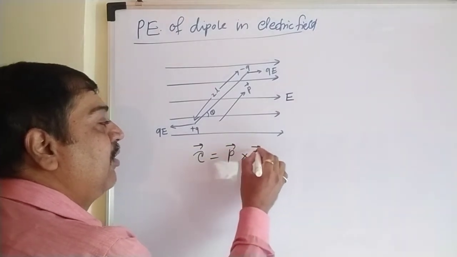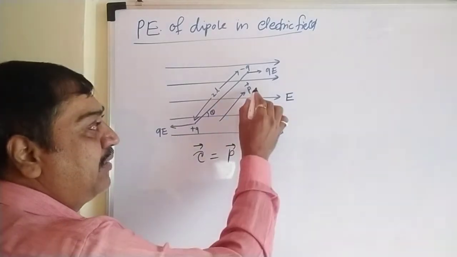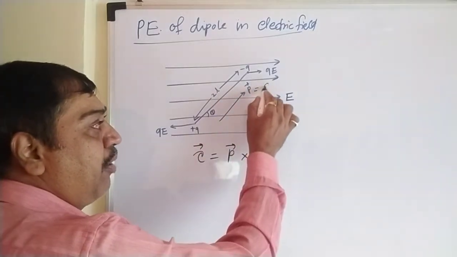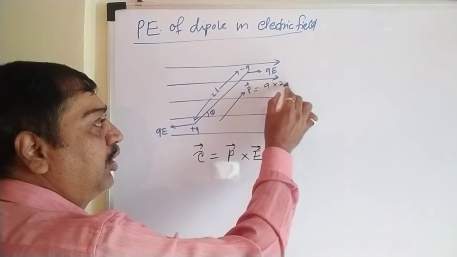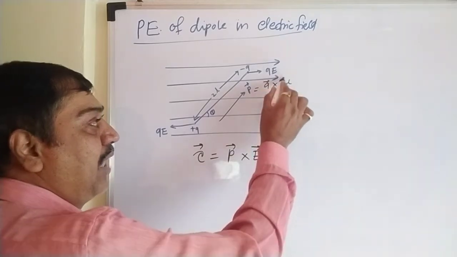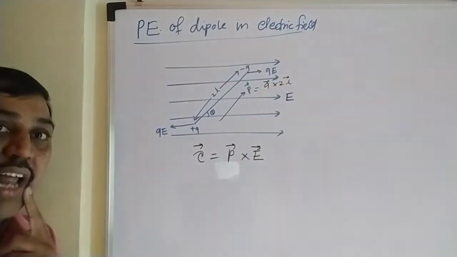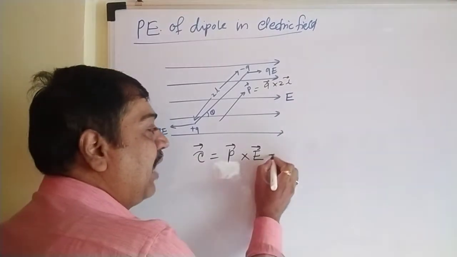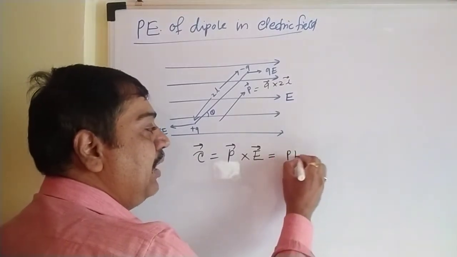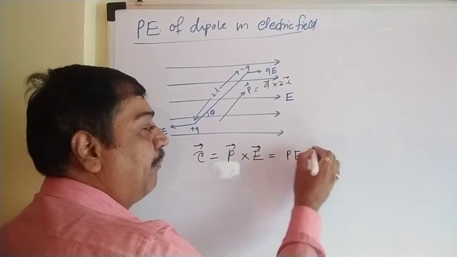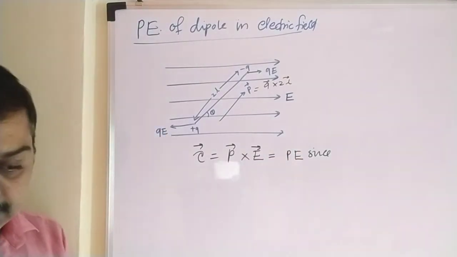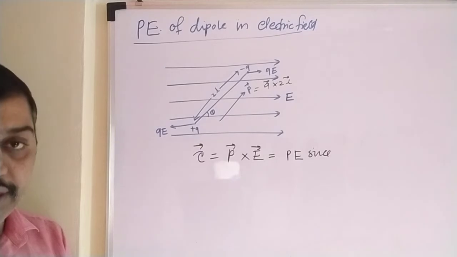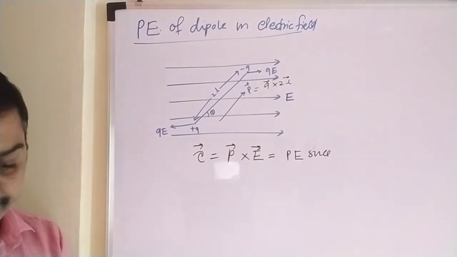Here we have represented P. P is nothing but the magnitude of one of the charges into the distance between the two charges. That is what we call the electric dipole moment. So P cross E, a cross product, we can write as PE sine theta. Now we want to write down the work done.